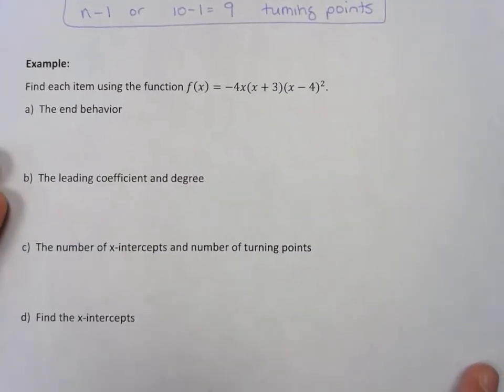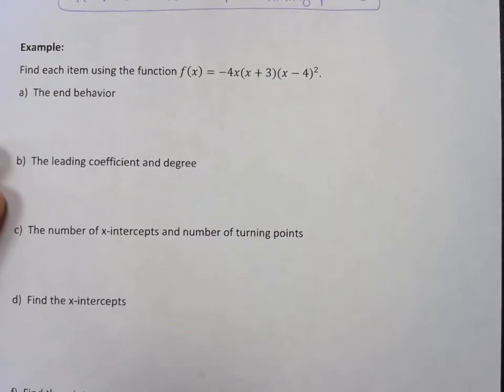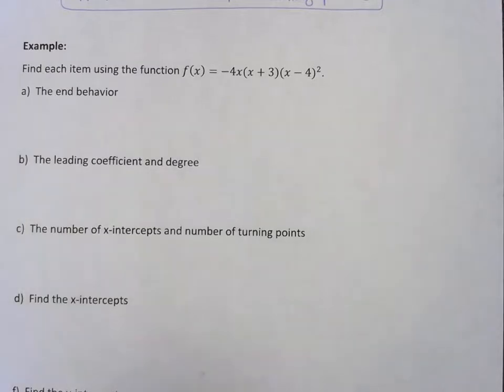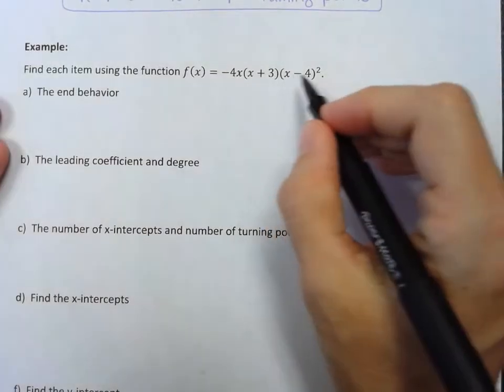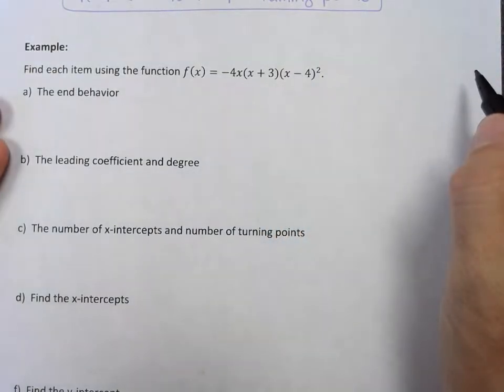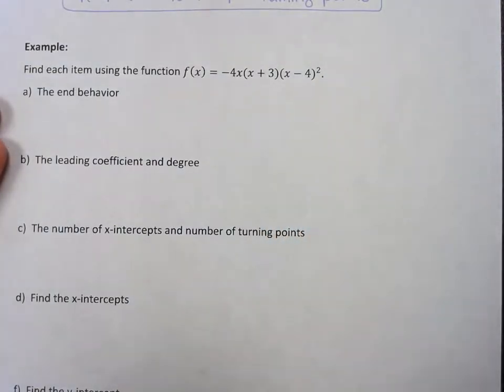Alright, here is our last example for this section. Find each item using this function. What is the end behavior of this graph? Well, let's think about the degree of this particular function. If you want, you could go ahead and multiply everything out. Maybe I can do that on another sheet of paper.